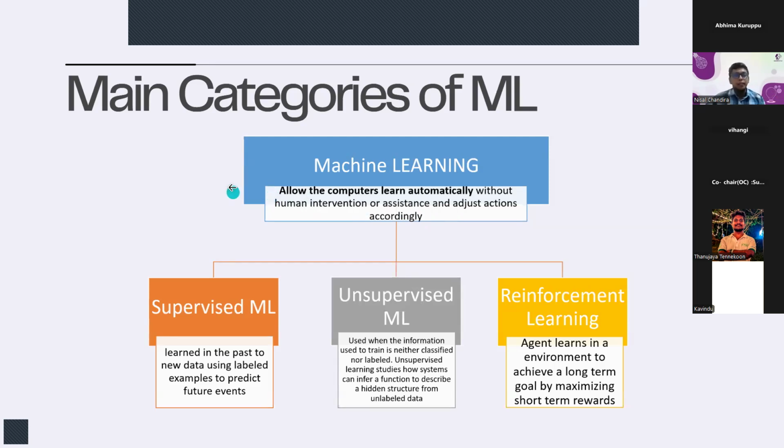So let me go through the 3 parts of machine learning. First one is supervised machine learning. Second one is unsupervised machine learning. Third one is reinforcement machine learning. I'll tell before as well.